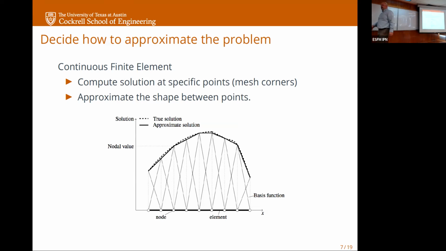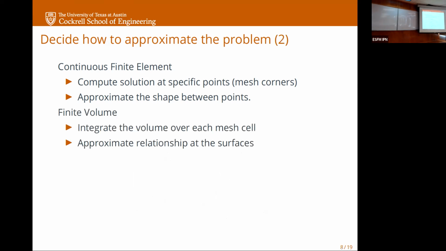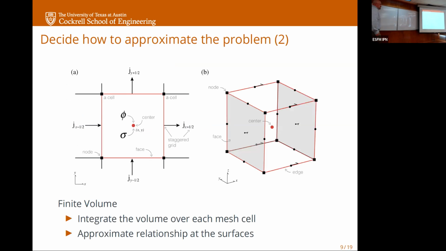On the other hand, we could do a finite volume type of approximation, where we're going to look at the volume over each mesh cell, and we're going to integrate that volume, and then we have to say, okay, now how am I going to approximate what is happening at the surfaces? So this would look like this: if we had some square mesh cell with some material in here, we want to integrate the solution in here, so we get the average on the inside, and we just need to approximate how many neutrons are flowing in this side and flowing out that side and the other faces.